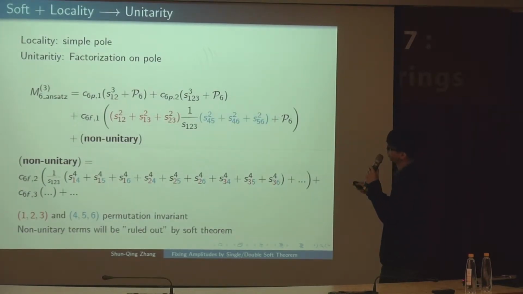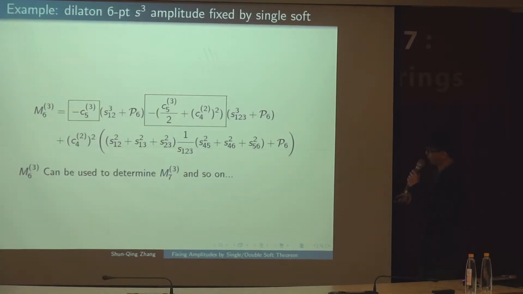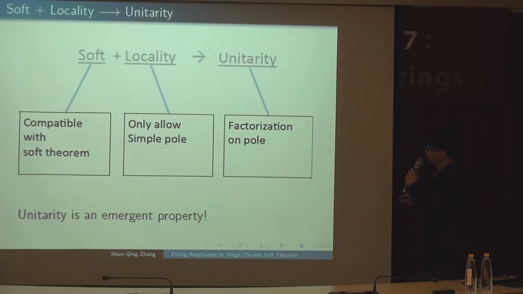I'll just mention that soft and locality can imply unitarity. So when I write down the 6-point ansatz, I write this factorization channel as 2 4-point amplitudes. But I can also write other terms sitting on this simple pole, like this one, which is obviously not a product of 2 4-point vertices. But after I impose the soft theorem, this term will be automatically ruled out. So this is what I mean: soft theorem and locality can imply unitarity. So only simple poles compatible with soft survive, and I get a factorization on my pole.